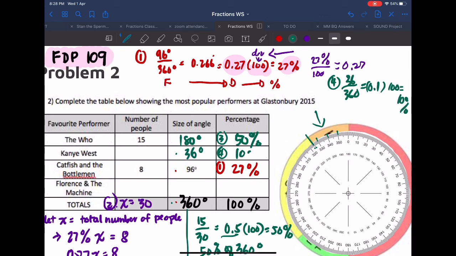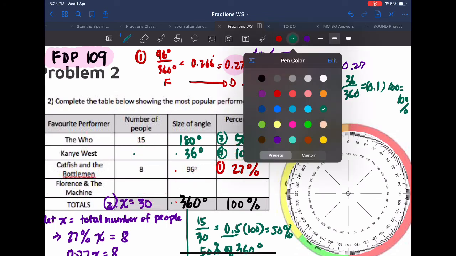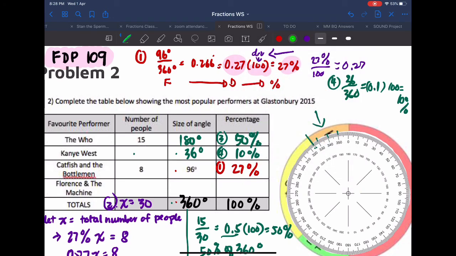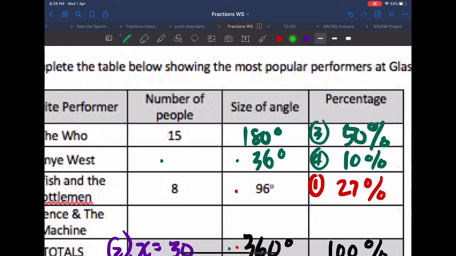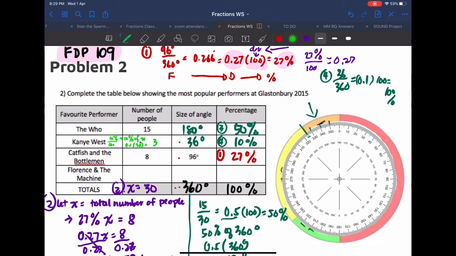So step 4, 36 divided by 360 equals 0.1, times 100, because it's a decimal, you have 10%. So that's 10%. Now, can you calculate the number of people? Yes. Now that you know the percentage, you can multiply that by the total number of people to get this one. So let me change my color to lighter green. How do I calculate for this one? 10% of 30. So this one needs to become a decimal again. So divide by 100. You will get 0.1 times 30. That would equal 3 people.